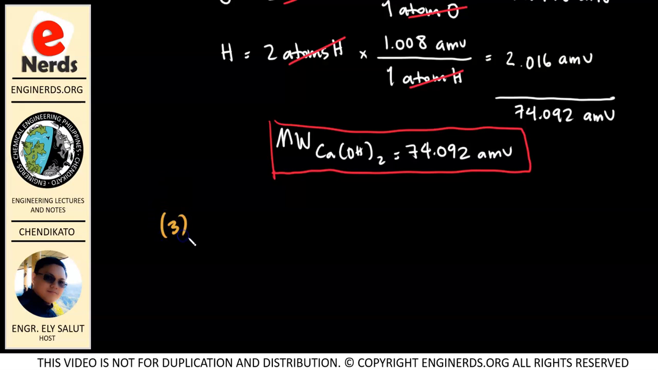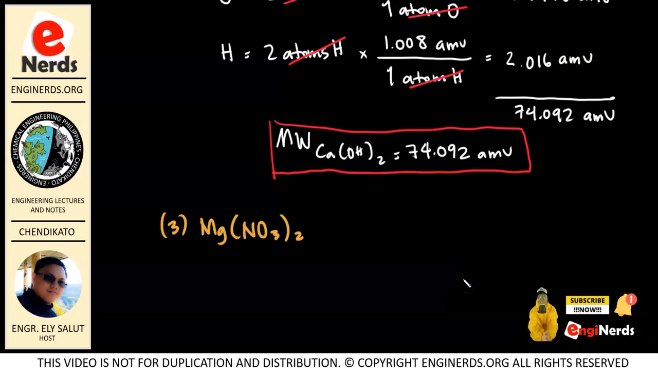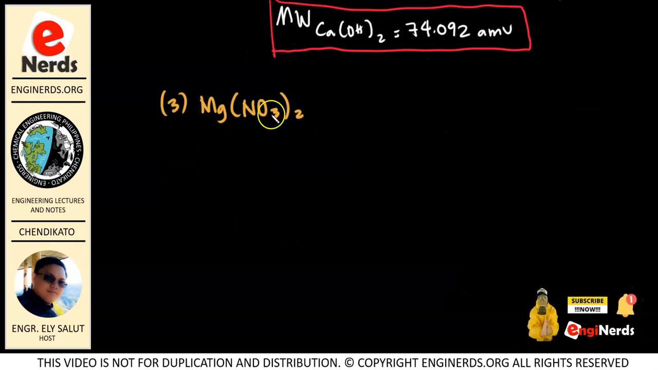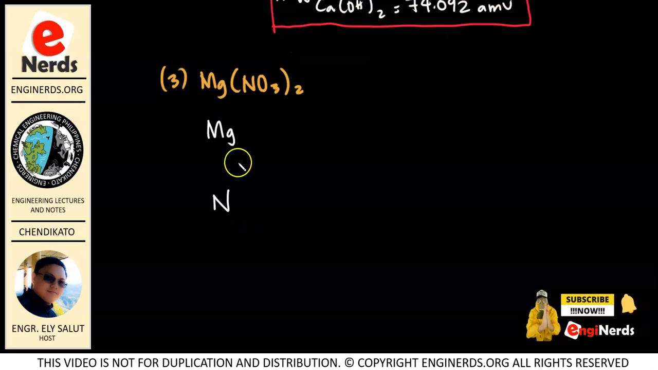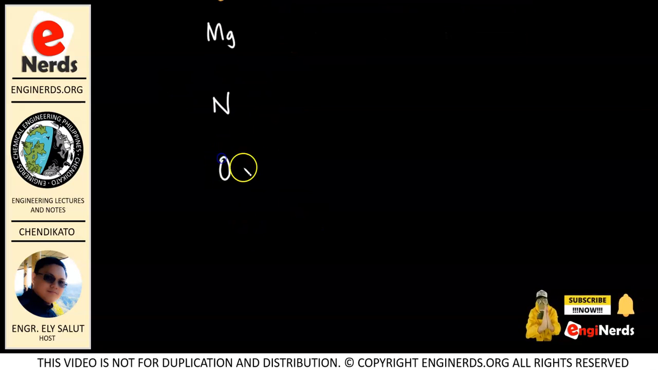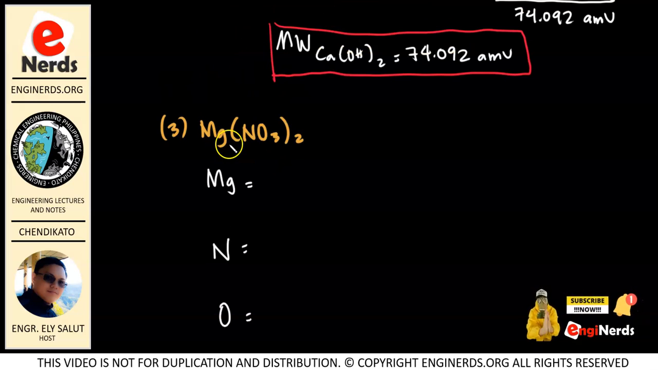For our third problem, we have MgNO3 2. So, katulad ng ginawa natin nung una, no? Sulat muna natin kung ano bang mga elements meron tayo dito. We have magnesium, we have nitrogen, we have oxygen. No? Tatlong element ang meron tayo. Now, we need to determine ilan atoms meron tayo. So, for magnesium, wala tayong nakikitang subscript dito. So, it's understood that we only have 1 atom of magnesium. Okay?